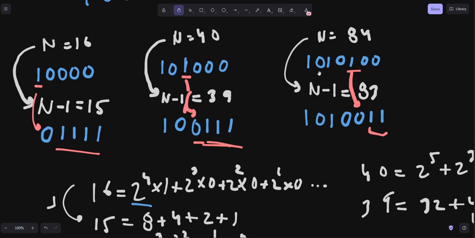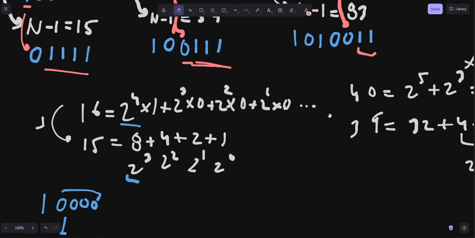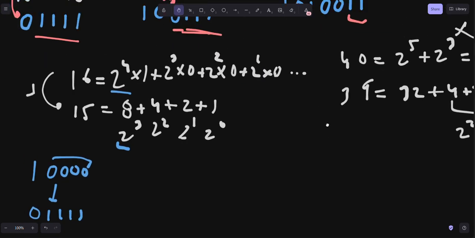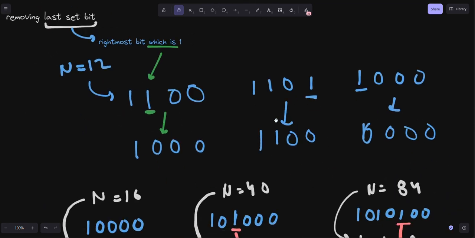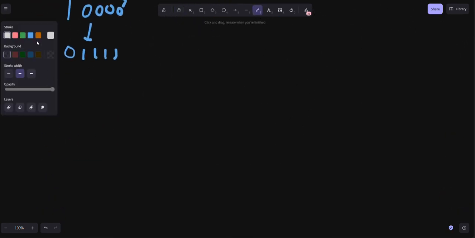Right, so after the rightmost set bit, everything is becoming 1 because of the maths which I just explained to you. So now, the final solution for this problem: what was the problem? Removing the last set bit. So I can just say the solution: can't I say that n AND n minus 1 will give me the required answer?